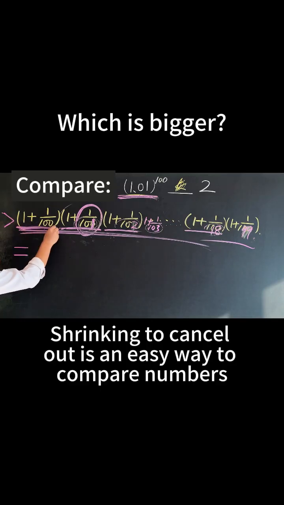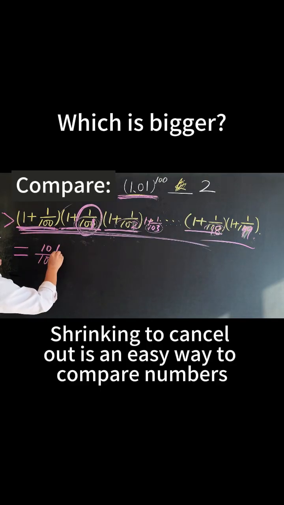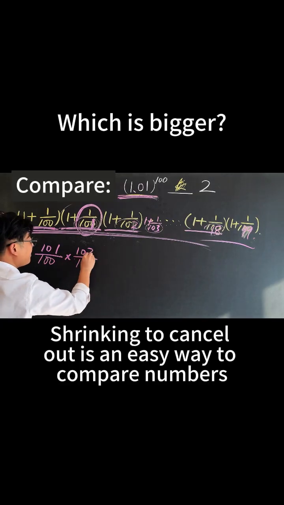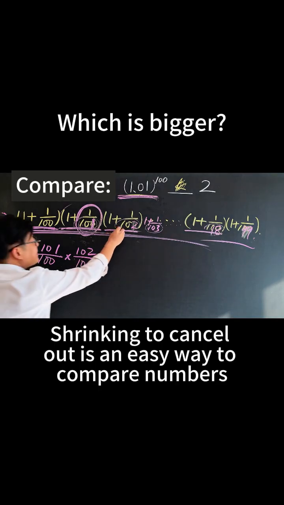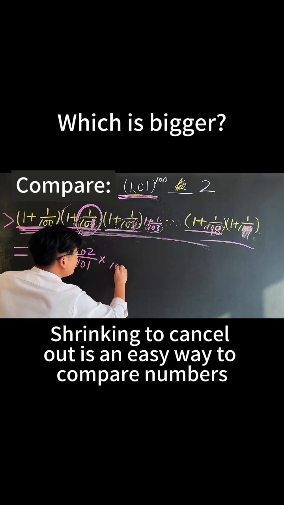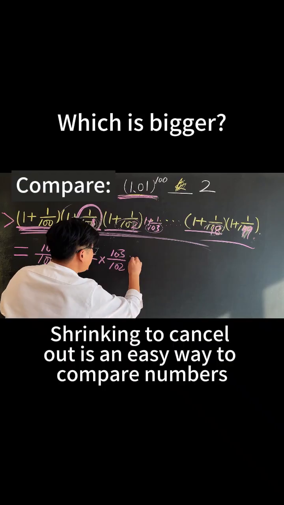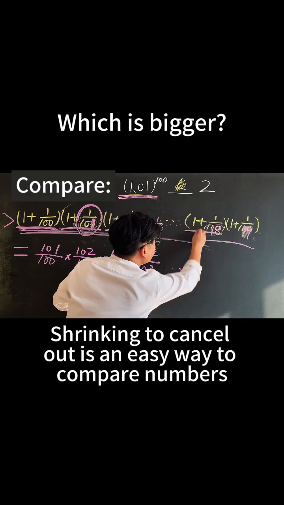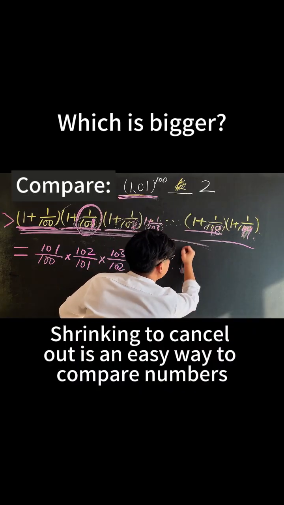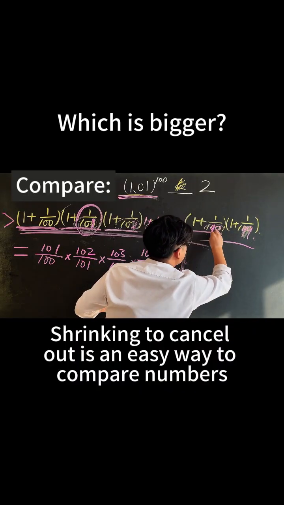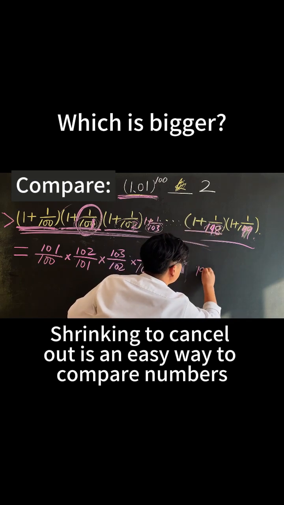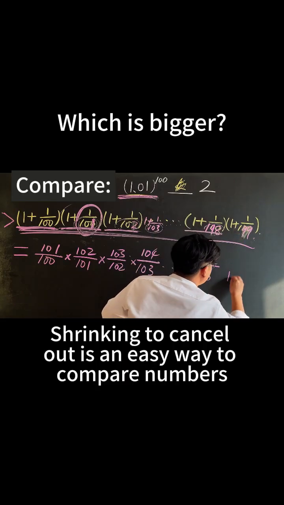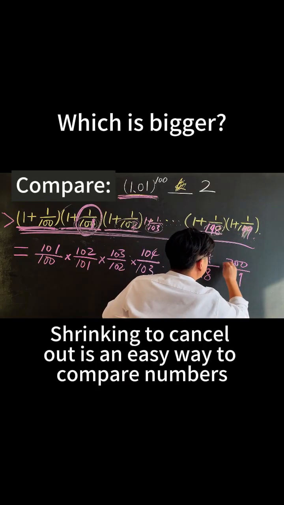Let's analyze it. The first term is 1 over 101, right? What about the second term? If you multiply, isn't it 101 over 102? And what about the third one? It's 102 over 103, and the fourth one is 103 over 104, right? So this logic just keeps going. And after you keep multiplying, what does it turn into? It's 198 over 199, and the last one is 200 over 199.